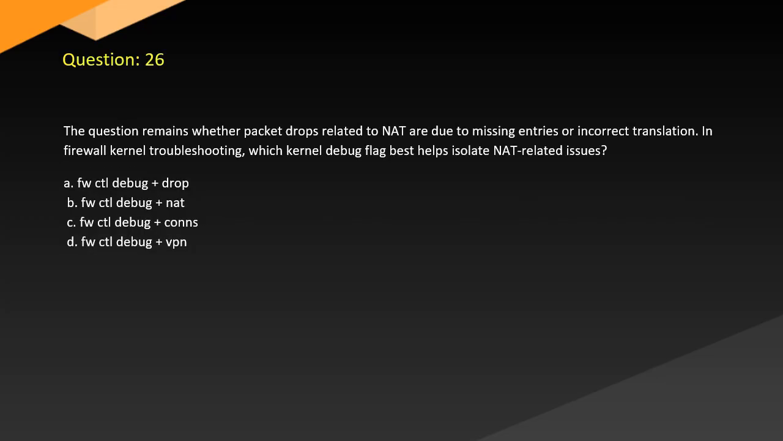Question 26. The question remains whether packet drops related to NAT are due to missing entries or incorrect translation. In firewall kernel troubleshooting, which kernel debug flag best helps isolate NAT-related issues? A. fw ctl debug plus drop. B. fw ctl debug plus nat. C. fw ctl debug plus conn. D. fw ctl debug plus vpn.